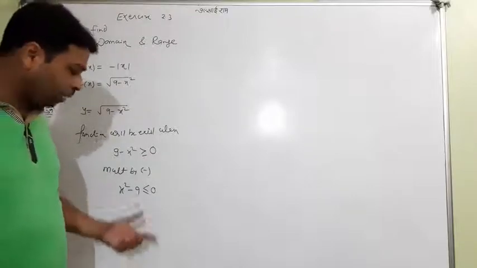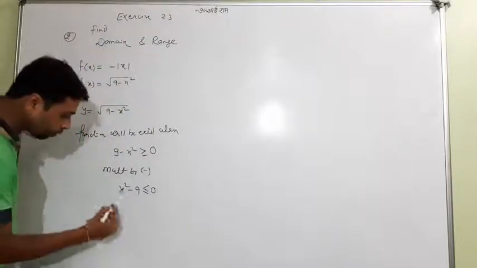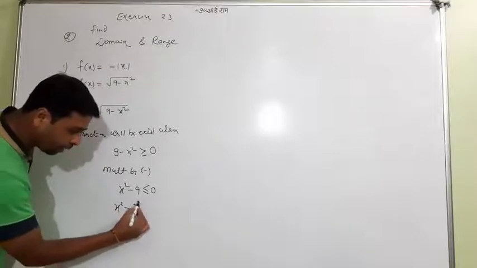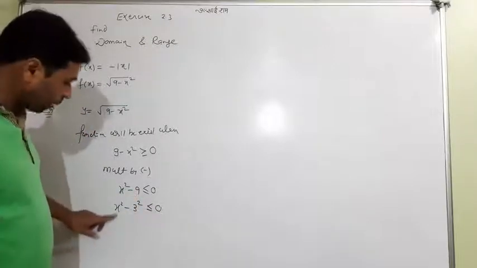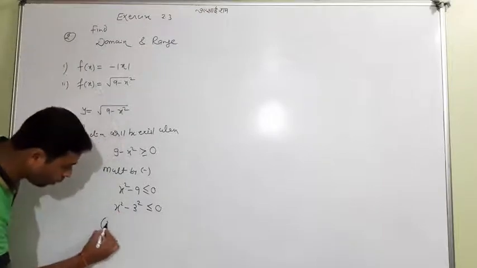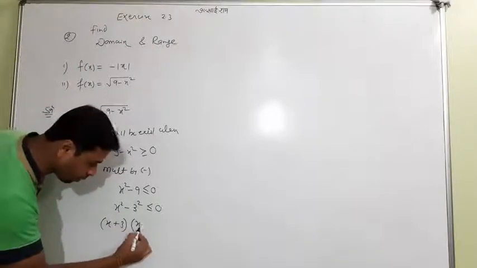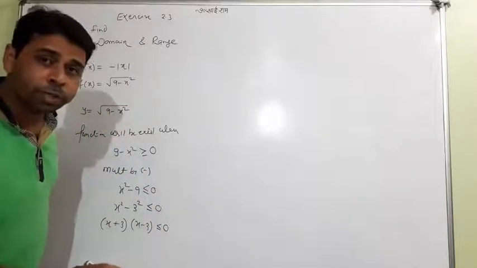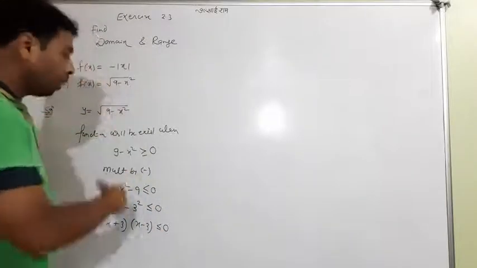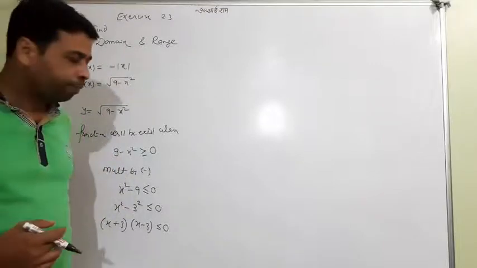Now how can we find the values of x? Look, I tell you. You will write x square minus 9, sorry, 9 I will write as 3 square, and I'll use a square minus b square. It will be x plus 3 and x minus 3. This is a very certain method, students, so do practice this question.